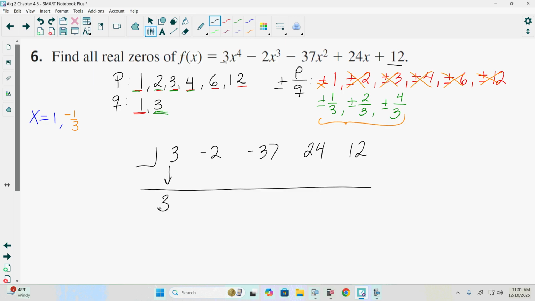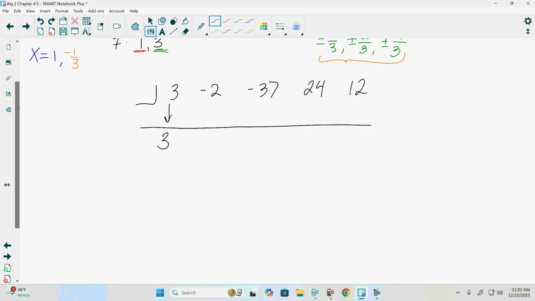So now we need to set the synthetic division up to bring it from a degree 4 down to a degree 2 and to find the remaining solutions. Any questions on what we've done? Which number do we want to try first or do first? 1 or negative 1/3? Negative 1/3.